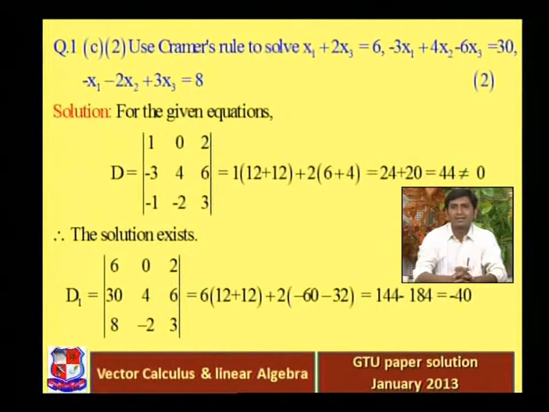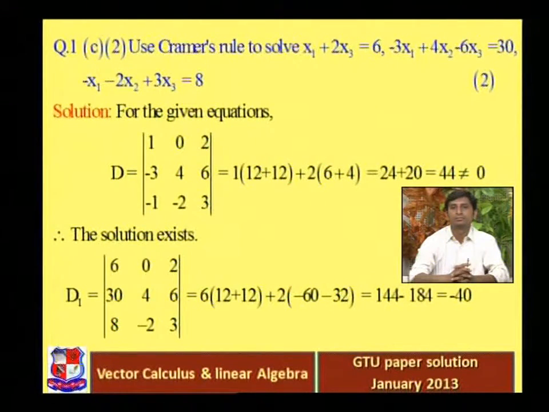So first of all, try to understand how we solve a system of linear equations using Cramer's rule. First of all, we have to find the determinant, call it D, in which the rows are exactly the coefficients of x1, x2 and x3 respectively, from the first, second and third equations. What is our first equation? x1 plus 2x3 is equal to 6. Forget about the right hand side. What is the coefficient of x1, x2, x3 in that equation? 1 0 2. So the first row in D is 1 0 2.